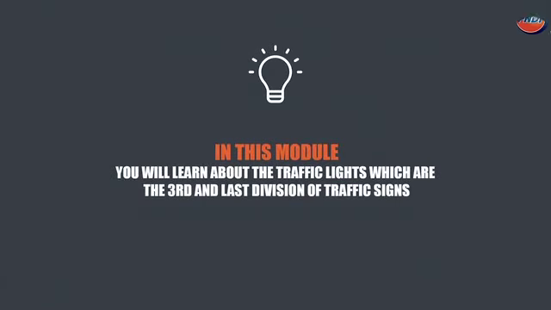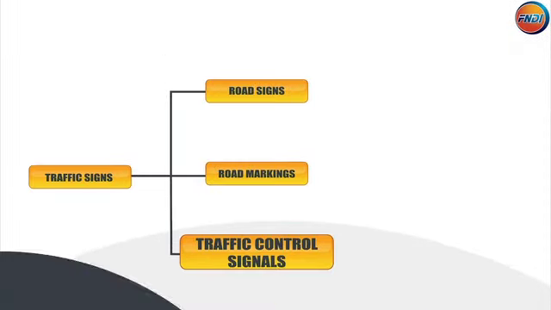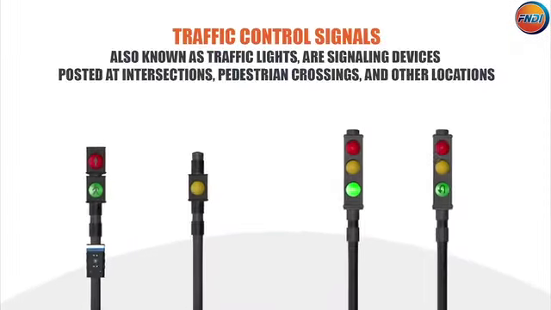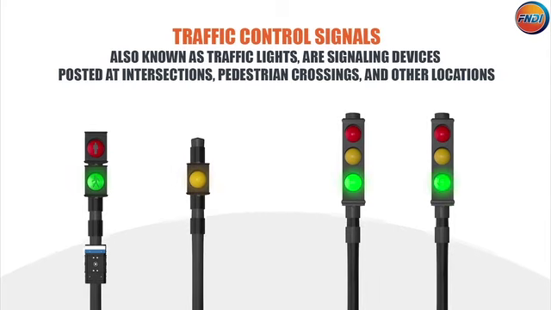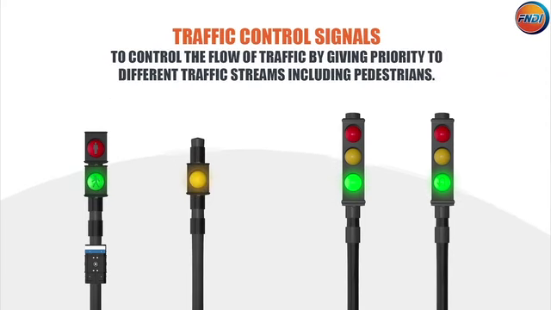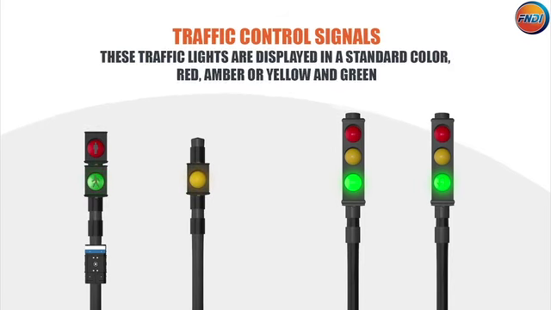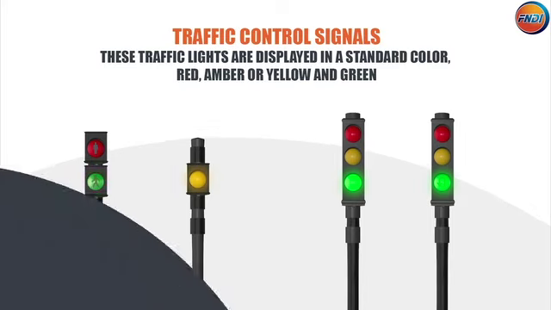In this module, you will learn about the traffic lights, which are the third and last division of traffic signs. Traffic control signals, also known as traffic lights, are signaling devices posted at intersections, pedestrian crossings, and other locations to control the flow of traffic by giving priority to different traffic streams, including pedestrians. These traffic lights are displayed in a standard color: red, amber or yellow, and green.